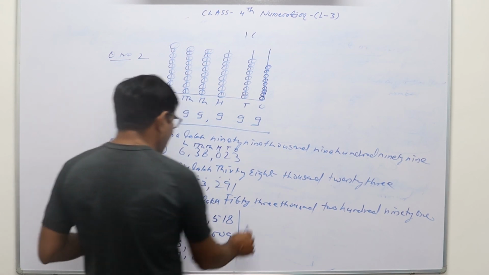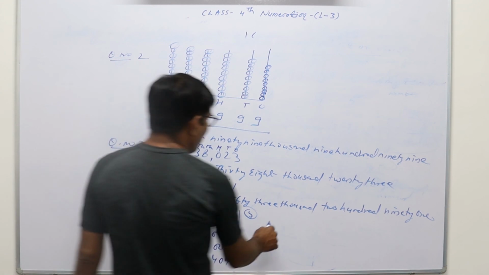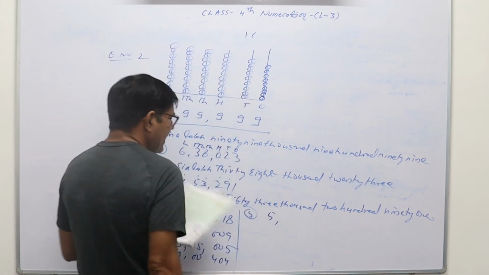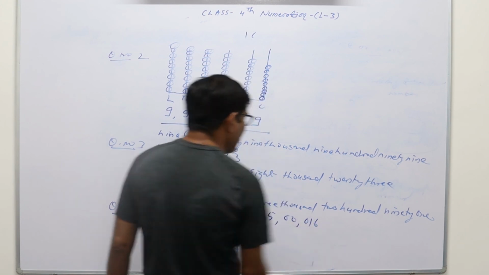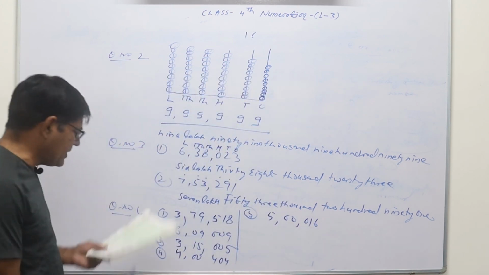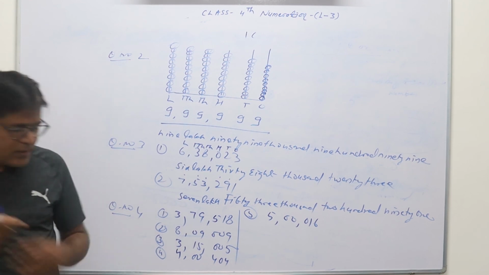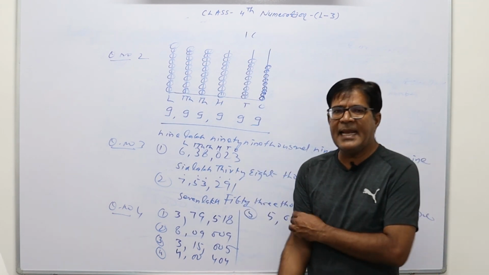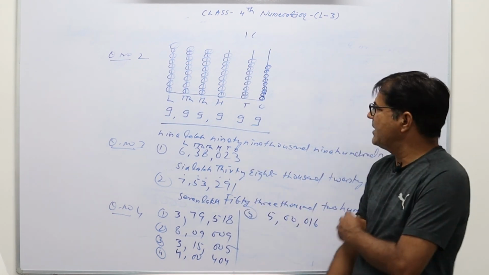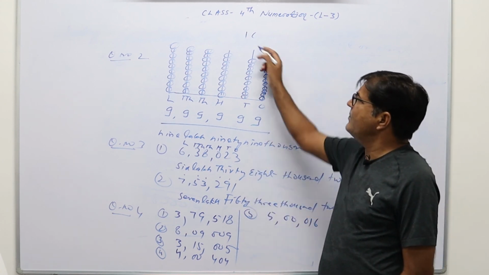Then question number 5, 5 lakh 16. So 016. This is 5 lakh 16. So this was about the reading and writing of 6-digit numbers, counting the lakhs, formation of 6-digit numbers, and exercise 1C.